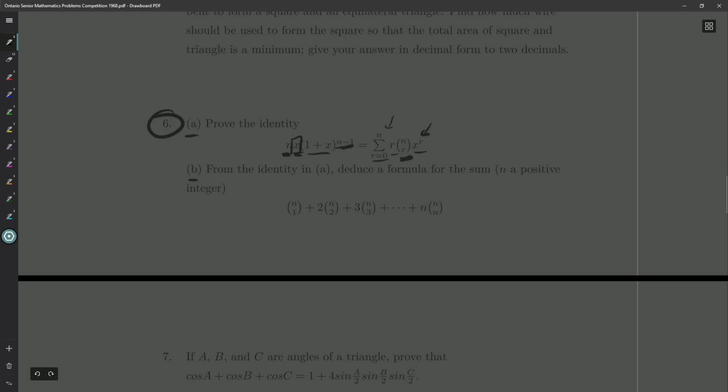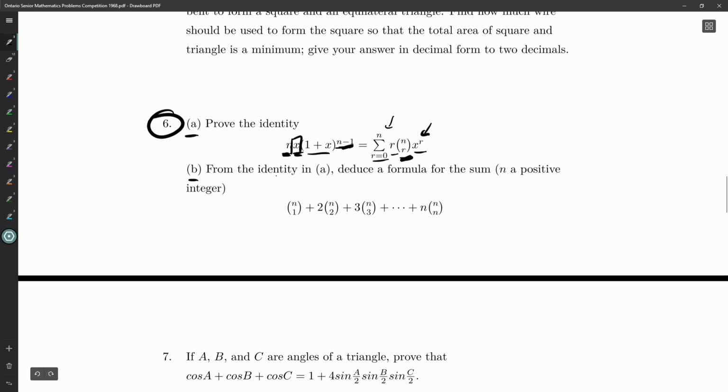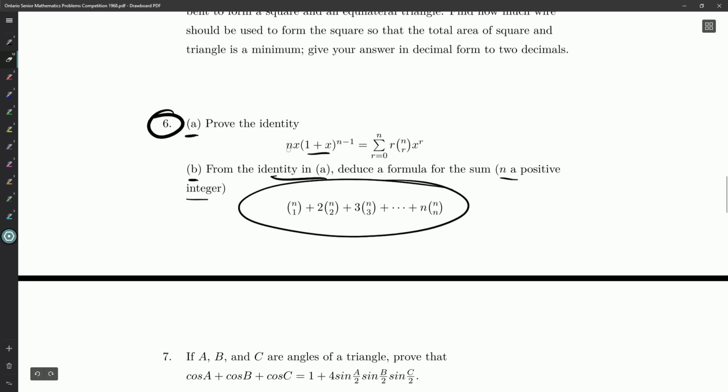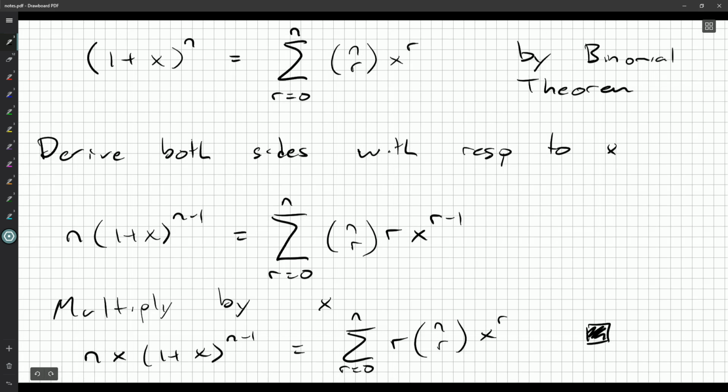Okay. B part, from the identity in A, deduce a formula for the sum with n a positive integer, and here's our little sum here. So n choose 1 plus 2 times n choose 2 plus 3 times n choose 3 all the way up to n times n choose n. Okay. But that's almost exactly this. Well, of course, otherwise they wouldn't say using the identity in A.